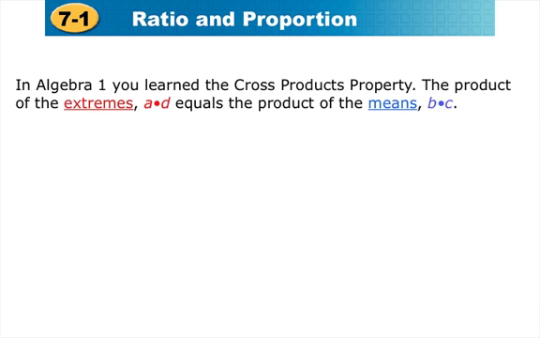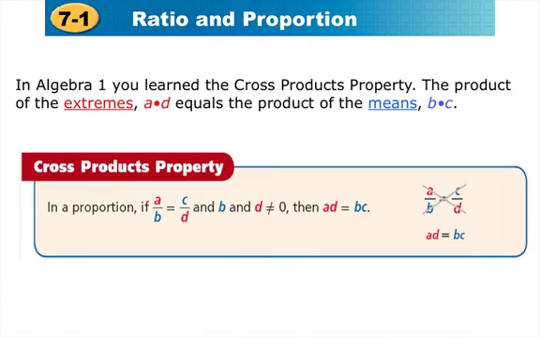You learned this in Algebra 1. It says you learned the cross product property: the product of the extremes, which is a times d, equals the product of the means, b times c. And this is where this comes from. These are the extremes, and these are the means. So if you take the product of the extremes and the product of the means, they are equal. And given that b and d are not equal to 0, because you have undefined. This illustrates what I just said as well. Next slide.